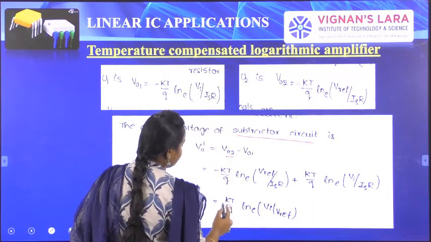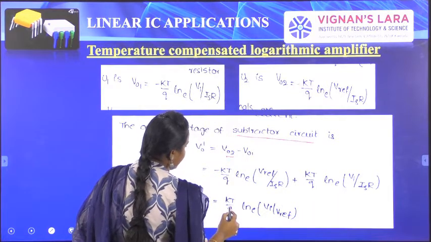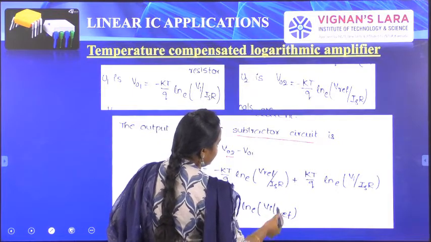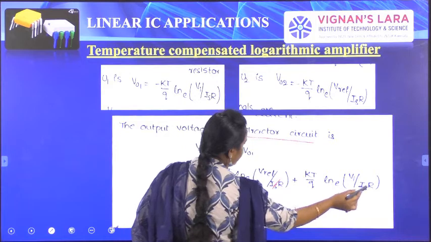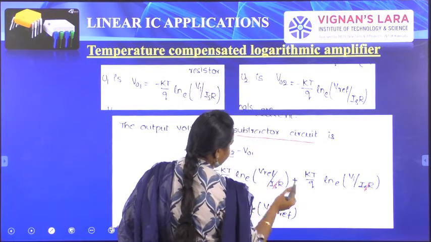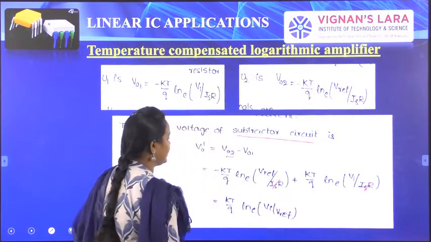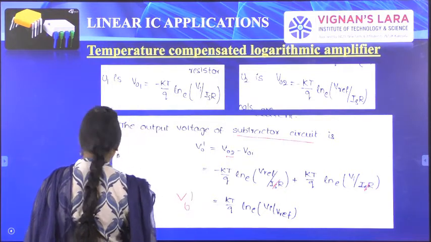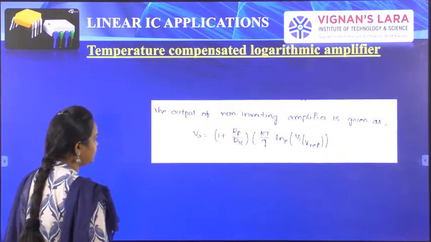From that equation we can write simply kT by Q ln of Vi by V reference. Here ISR and ISR get cancelled. Then we are getting Vi by V reference here. So this is the V0 dash. We have another circuit.